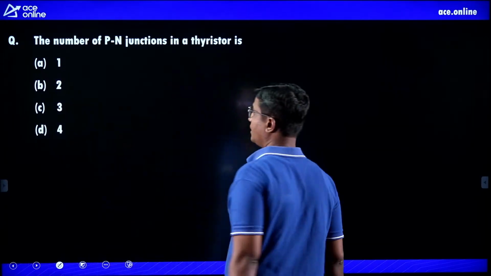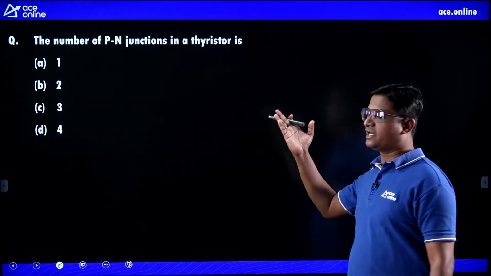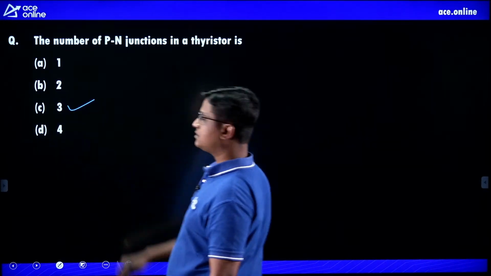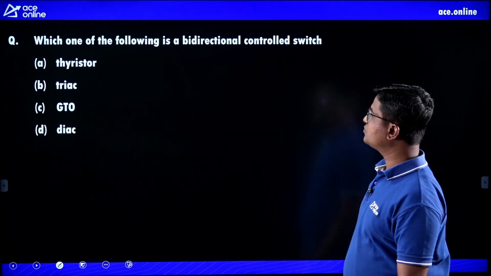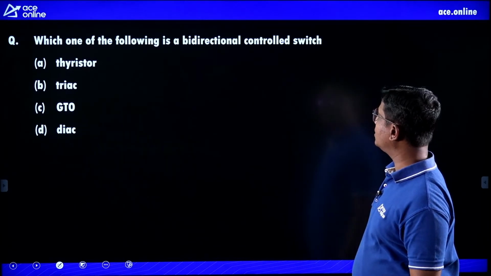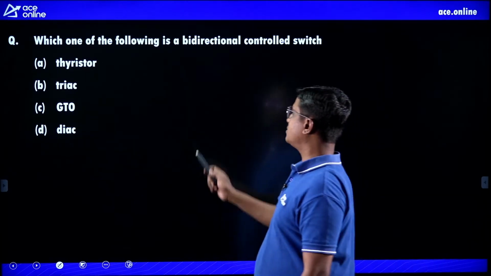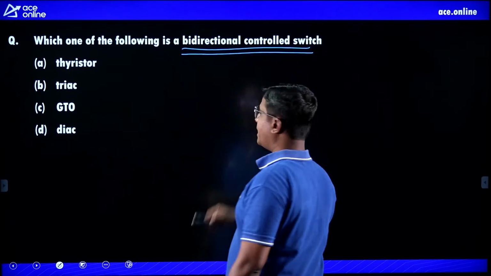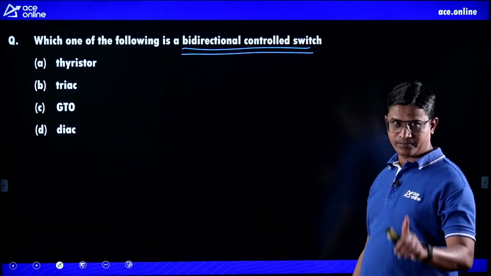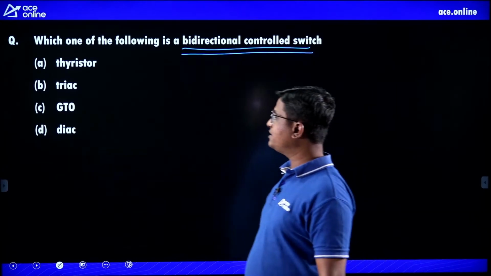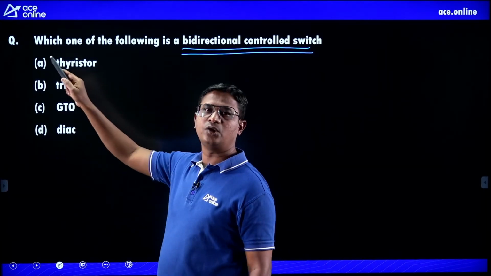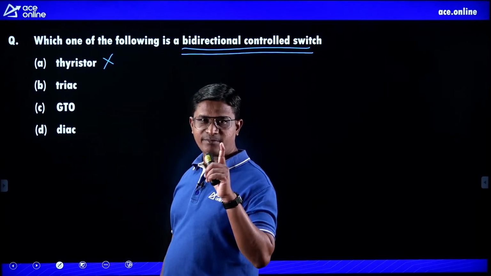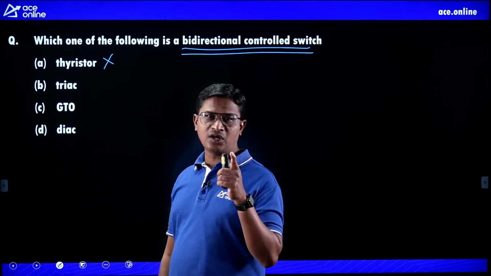Next, the number of PN junctions in a thyristor is, very simple question, how many PN junctions? 3. Which one of the following is a bidirectional controlled device? Bidirectional and controlled, be careful. So is the thyristor bidirectional? No, thyristor is unidirectional. Triac is bidirectional. And is triac controlled?